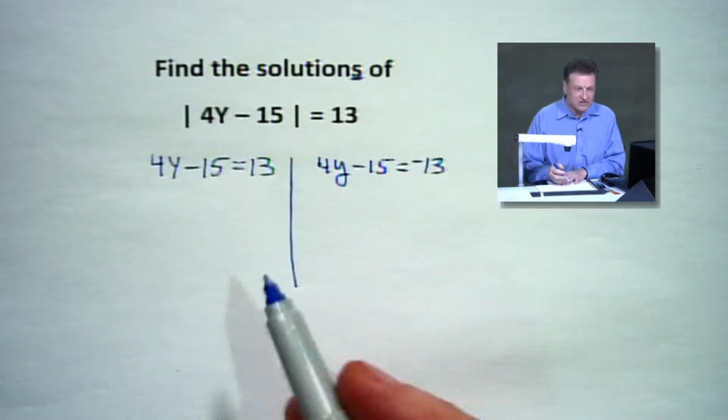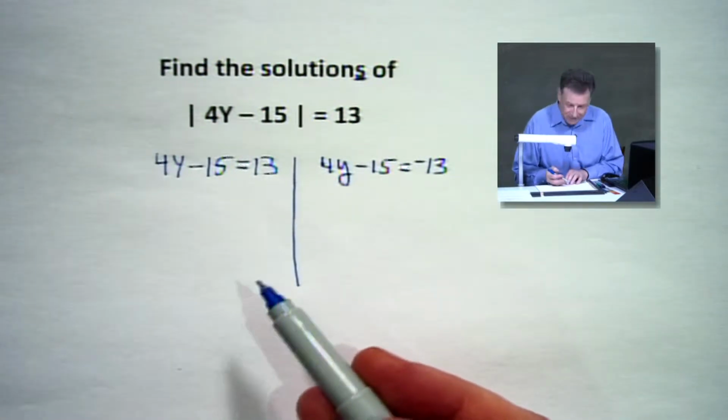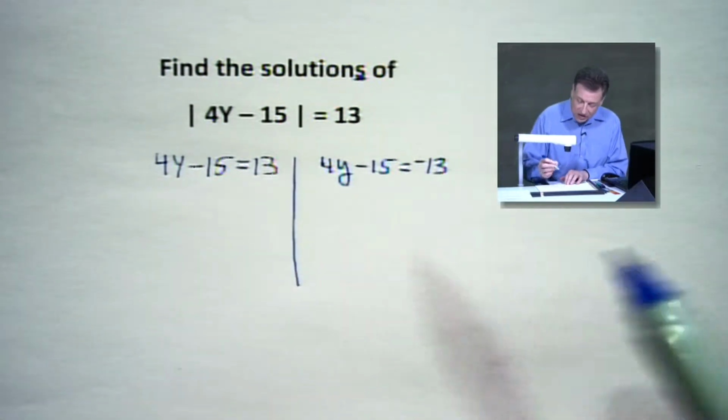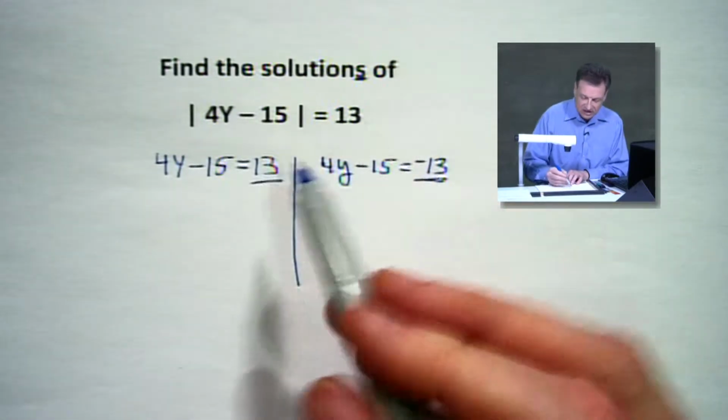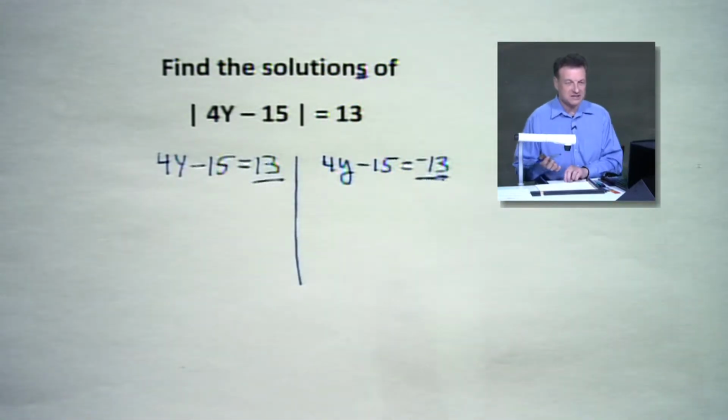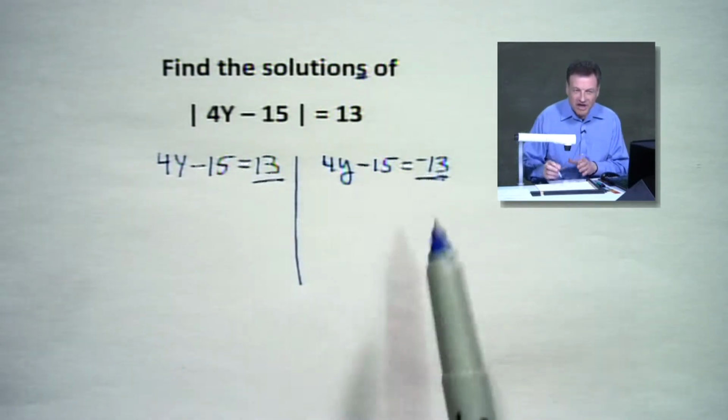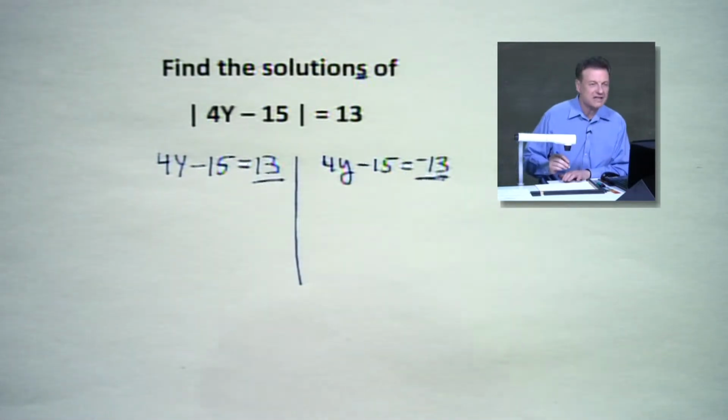Now, if you look at these individual equations, they're very simple linears. It's just a matter of getting y by itself. You've just got to remember to start with a negative 13 and a positive 13, the plus or minus, as sometimes we like to call it. But make sure they are two different equations. Let's work them out and see where we're going to go.